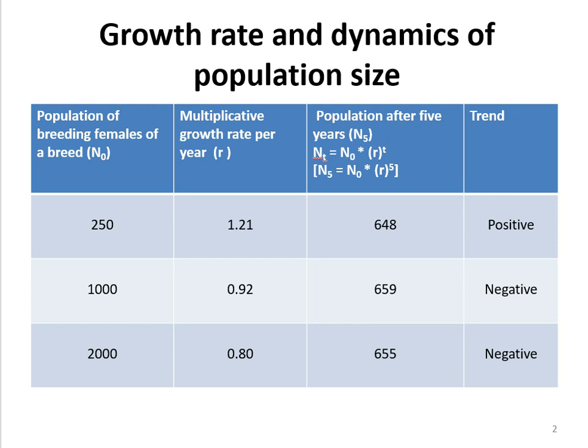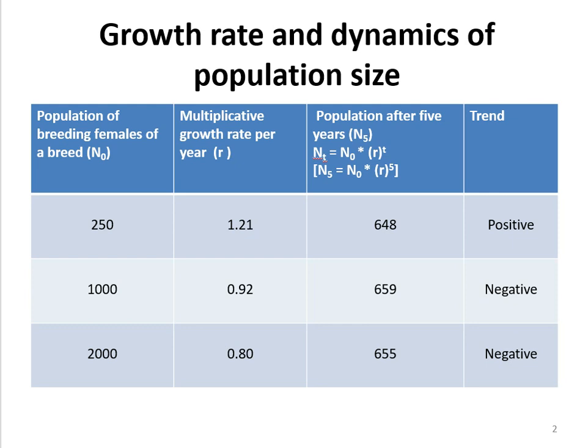Similarly, if we have 1000 breeding females, and their growth rate per year is 0.92. So after 5 years, using this formula, Nt is equal to N0 multiplied by r to the power t, where r is the growth rate per year, N0 is the base population, and t is the number of years, we will get 659 animals, and this trend is negative.